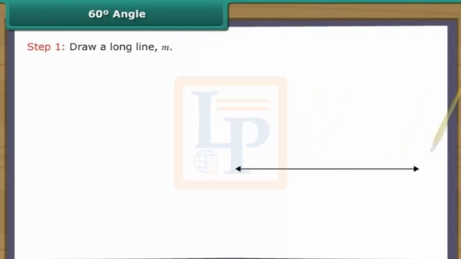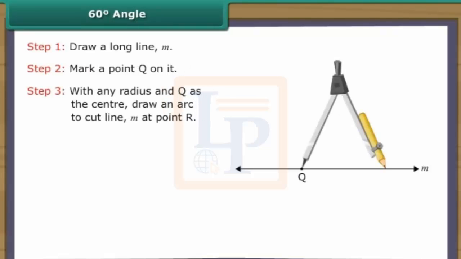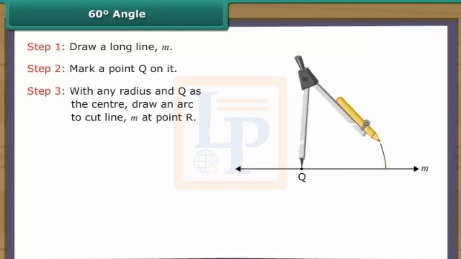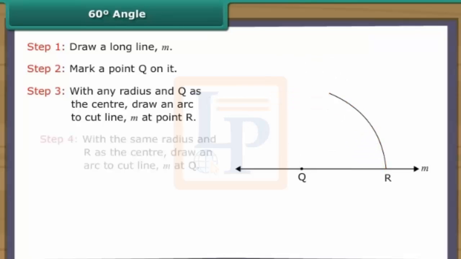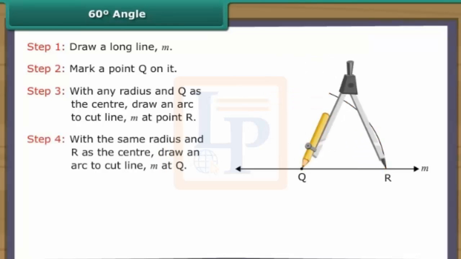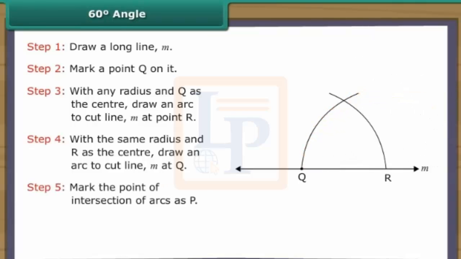Construction of 60-degree angle. Draw a long line M. Mark a point Q on it. With any radius and Q as the center, draw an arc to cut line M at point R. With the same radius and R as the center, draw an arc to cut the first arc. Mark the point of intersection of arcs as P. Join P to Q. Angle PQR is formed.